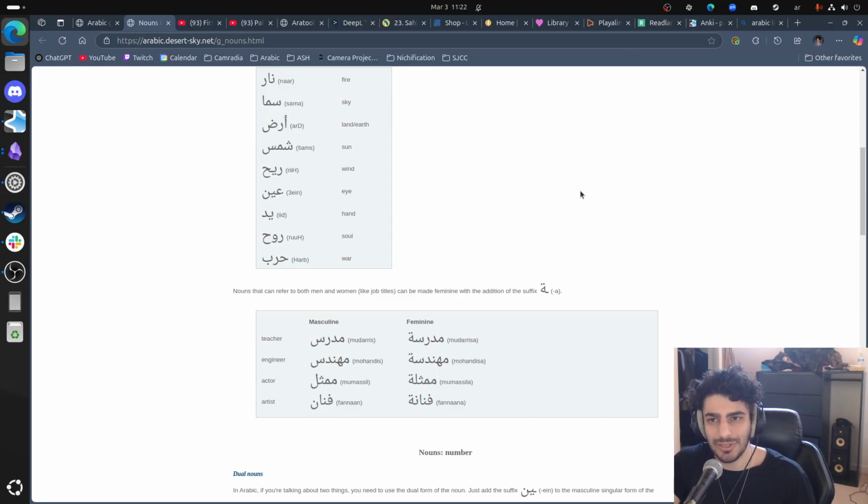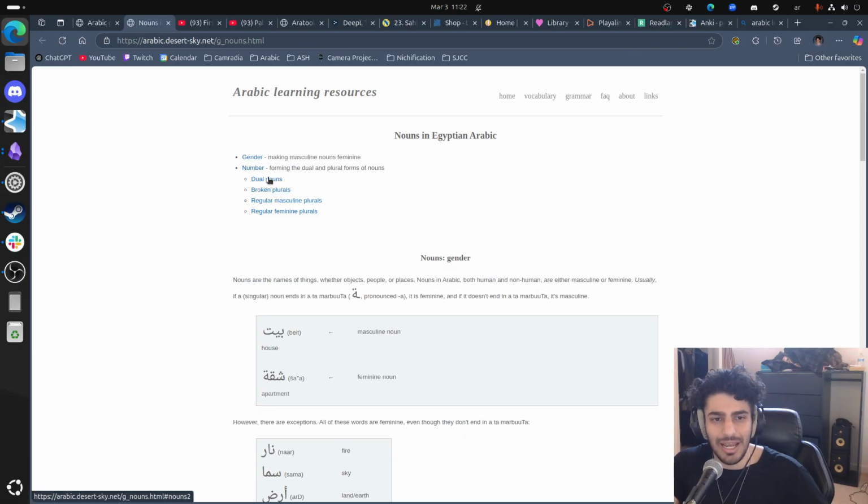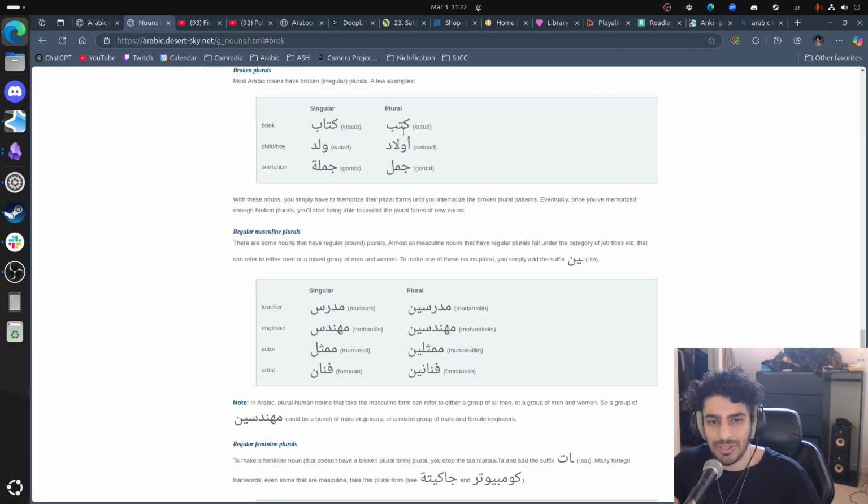And please don't skimp on this. This will come to bite you in the butt so many times. So make sure you learn that. They're called broken plurals. So kitab, book, kutub. Walad, awlad. Jumle, jumal. You're just going to have to learn them as you encounter them, which is fine. Of course, you use those dictionaries. You'll be good. You'll be fine.